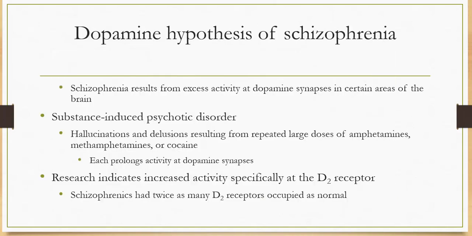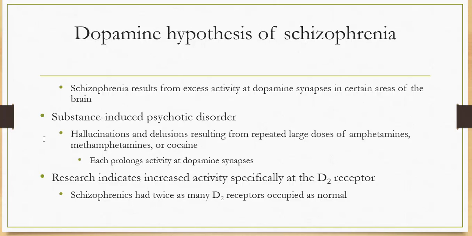So now we're going to go on to some different chemical hypotheses of schizophrenia. I want to make this simple for you because I know it's getting to the end of the semester and you're tired. Basically, one theory is that there's an excess activity at the dopamine synapses. And then the other theory, which we're going to go over on the next slide, is that there's too little activity at the glutamate synapses.